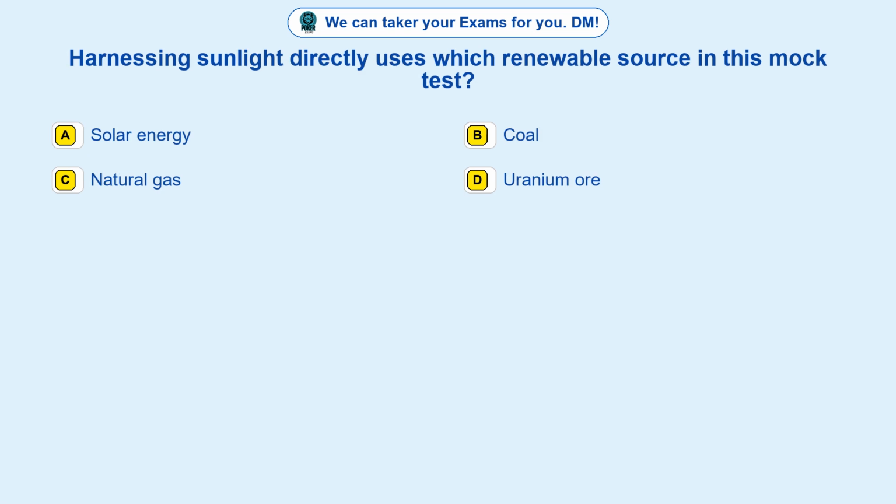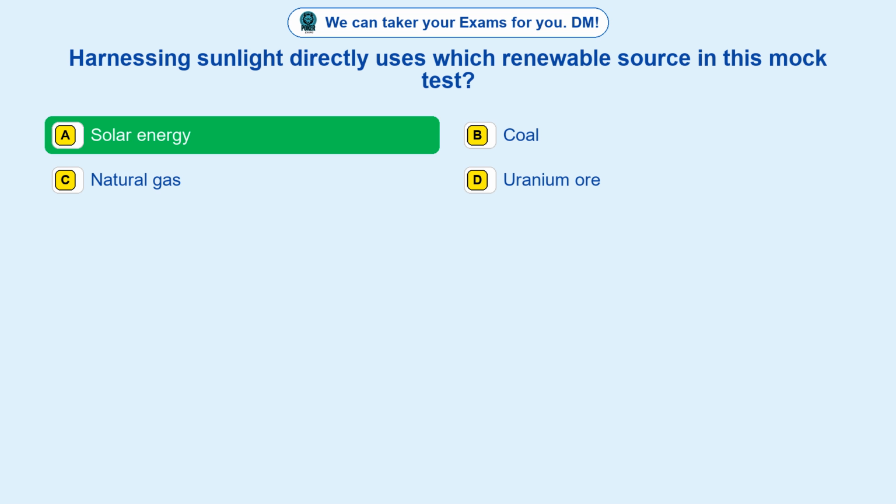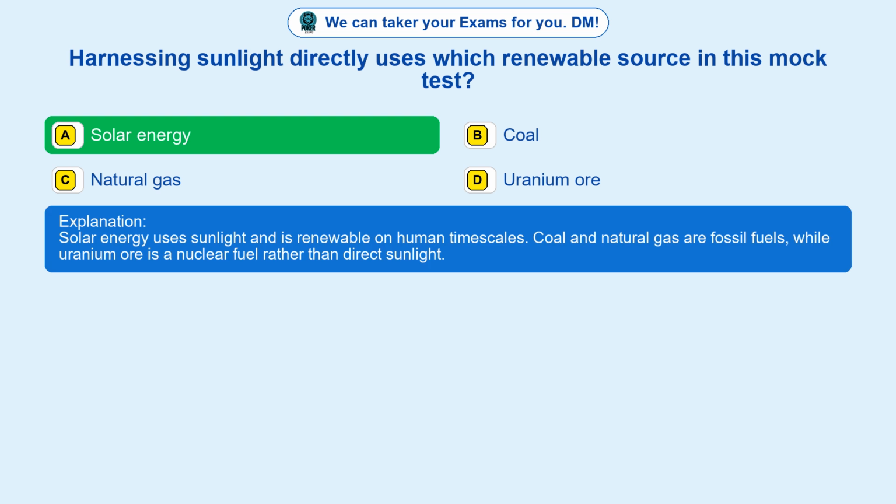Question 98. Harnessing sunlight directly uses which renewable source in this mock test? Option A, solar energy. Option B, coal. Option C, natural gas. Option D, uranium ore. The correct answer is option A. Solar energy. Solar energy uses sunlight and is renewable on human time scales. Coal and natural gas are fossil fuels, while uranium ore is a nuclear fuel rather than direct sunlight.